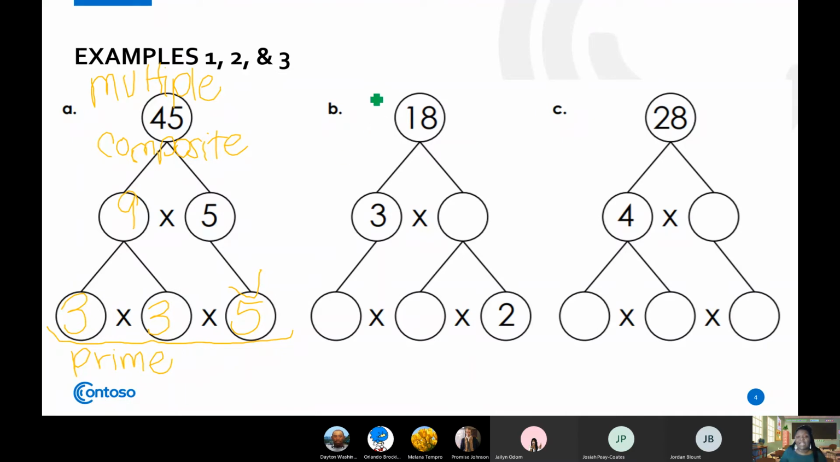So, how would I describe 18? What are two words I would use to describe 18? It's going to start with an M, and it's going to start with a C. Multiple and composite. Yeah. So I want to make sure I write that in my notes. You should be too.